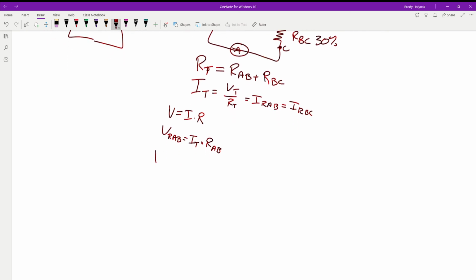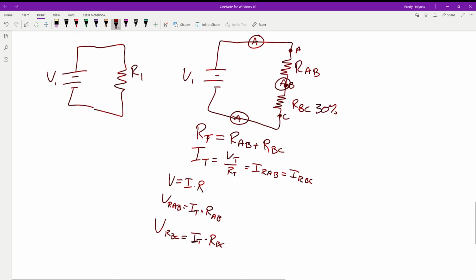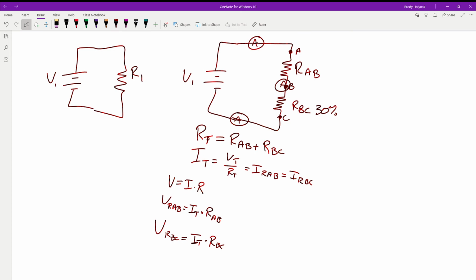The voltage on our resistor B to C is equal to the current total, or the current going through that component, times RBC. And like I said before, we can label these however we want, just as long as we're consistent in our problem for how we're labeling them. In this case, I'm just labeling it AB because those are the 2 points it's connected to. I could label that one R Bob if I really wanted to.